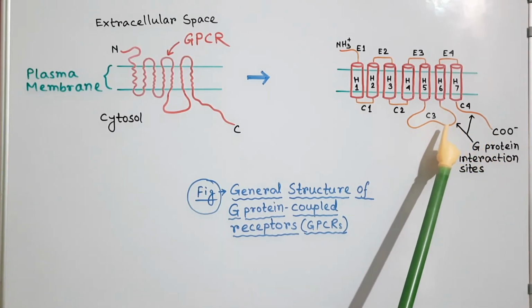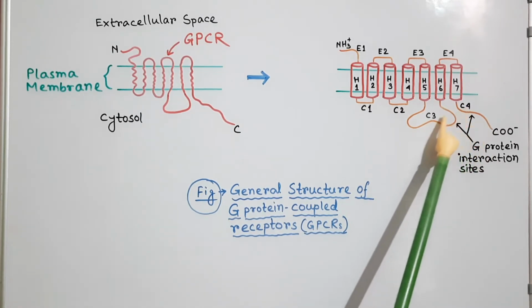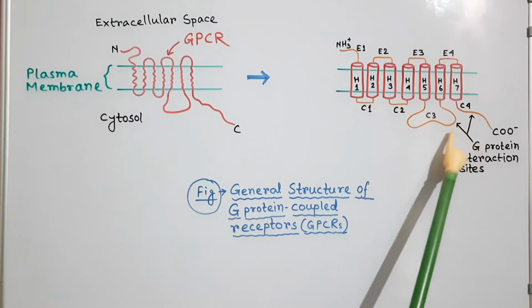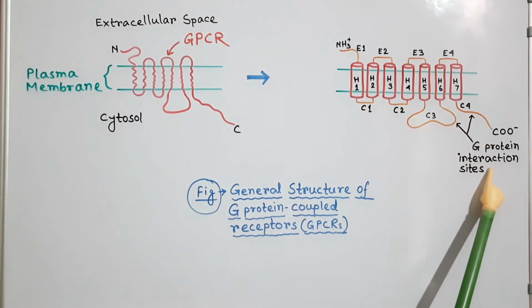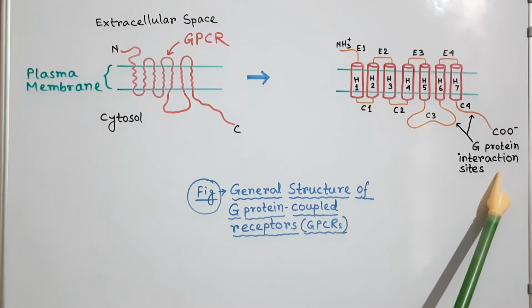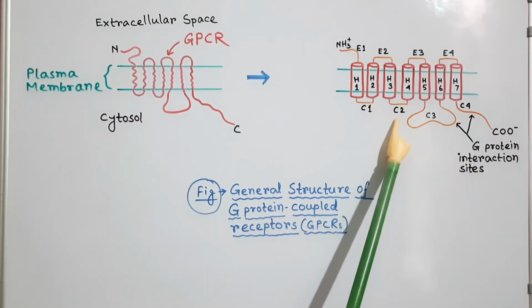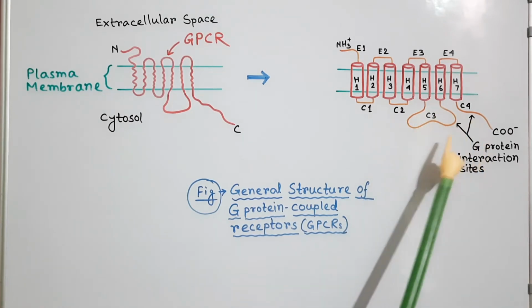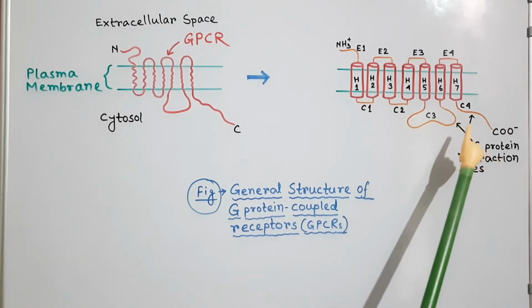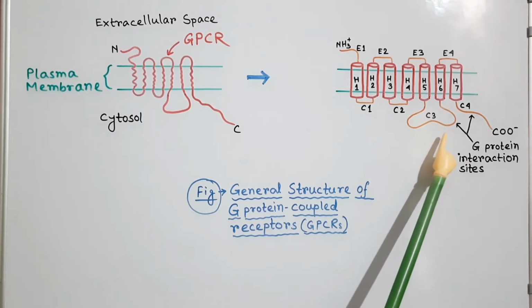Generally, the carboxyl terminal segment C4 and the C3 loop are involved in interactions with a coupled trimeric G protein. But in some receptors, the C2 loop along with C3 and C4 also is involved in interaction with trimeric G protein.